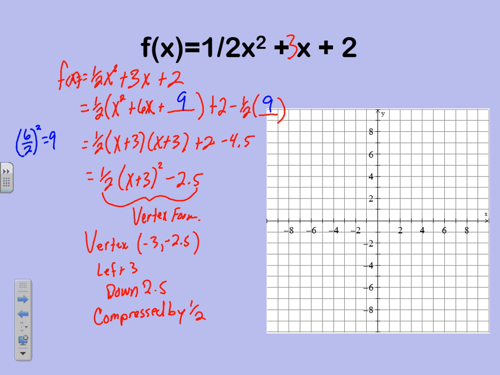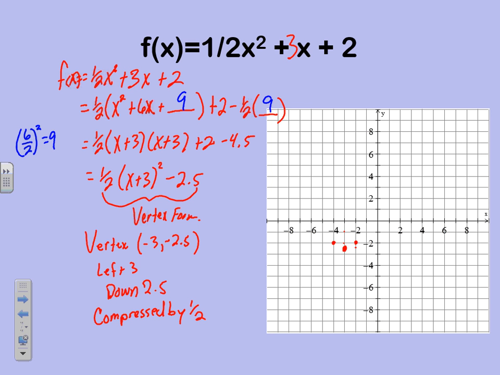So let's identify our vertex, -3 and -2.5. So -3 and 1, 2, and -2.5. Right there's the vertex. So the parent function says if I go to the right once, I go up once. Well, this says do half of that. So if I go to the right once, I go up half a space, which is right there. So I have another one to the left of that.